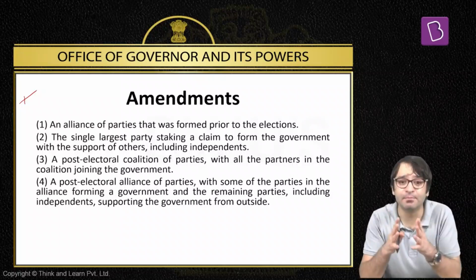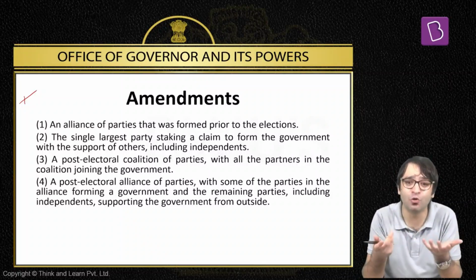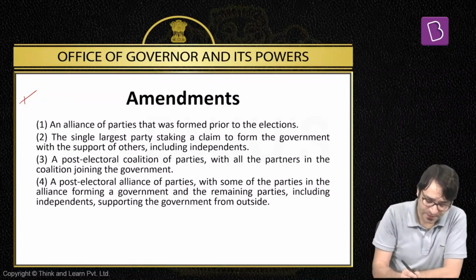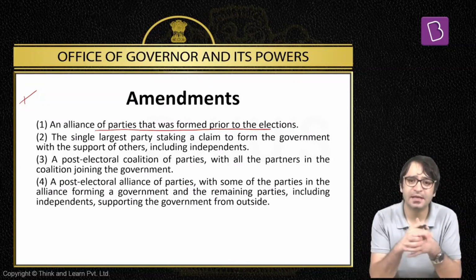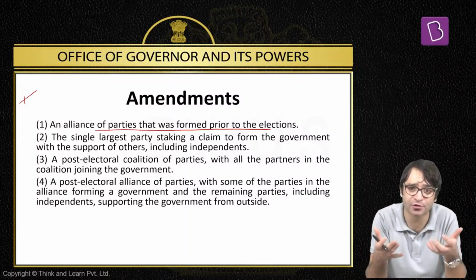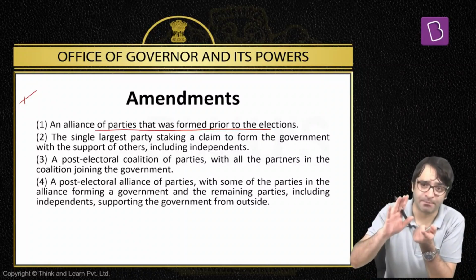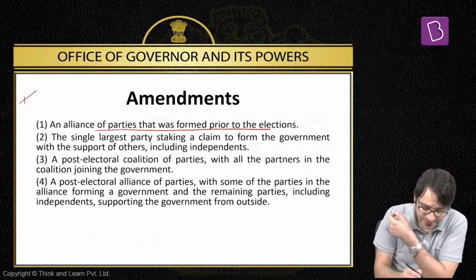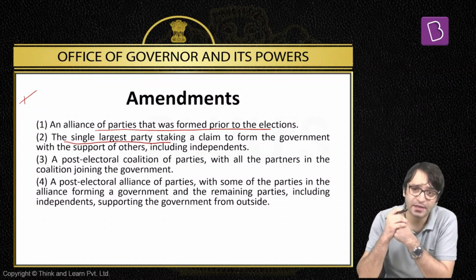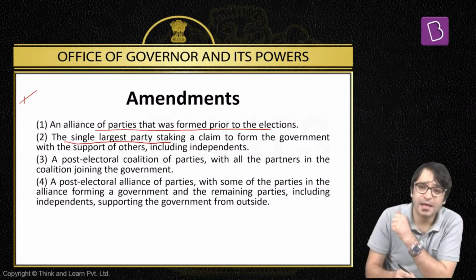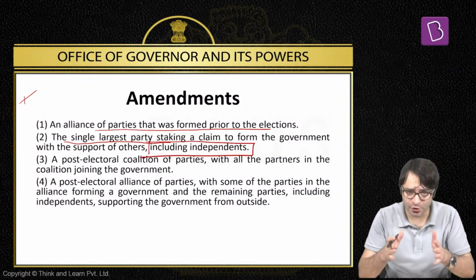But if there is a hung assembly, no political party is in a position to form the government on its own. What should we do here? The first preference of the governor should be the alliance of parties that was formed prior to the elections. That means prior to elections, two political parties have come together to contest the elections together. If together they have the majority, first preference should be given to them. Clear? If they are not in a position to form the government, then the single largest party should be in a position to form the government. The leader of the single largest party should be invited to form the government, even if this political party has the support of independents as well. Which means elections are over.